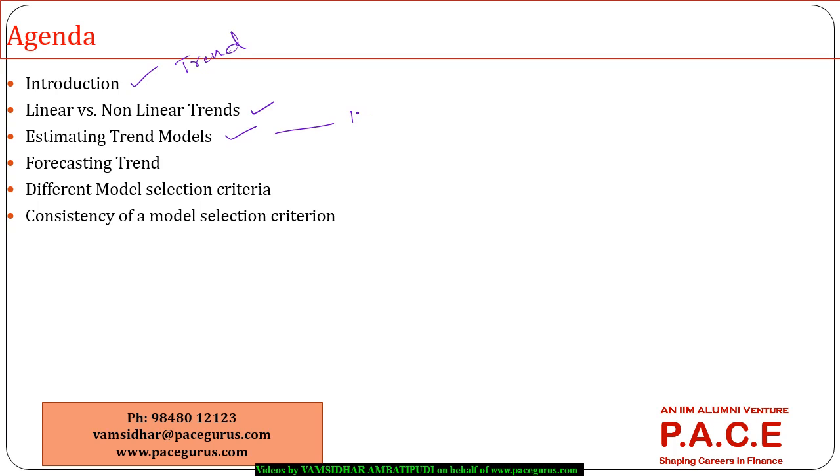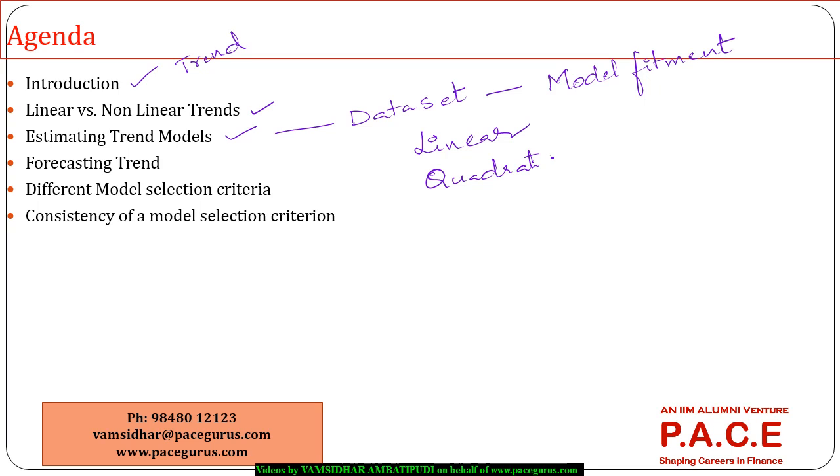So here I want to take up a data set, and on that data set I want to apply different kinds of trend models and see for this particular data set which particular model is a much more appropriate fitment. Right, so I want to estimate different kinds of trend models. We will look at three of them here. We will see a linear trend, a quadratic trend, and an exponential trend. And like that you can even give any number of trends as such.